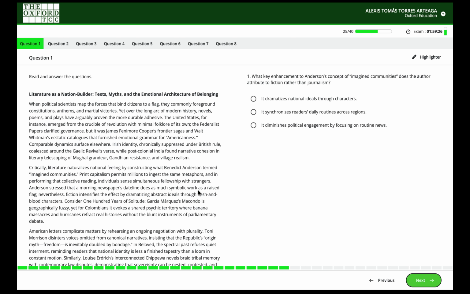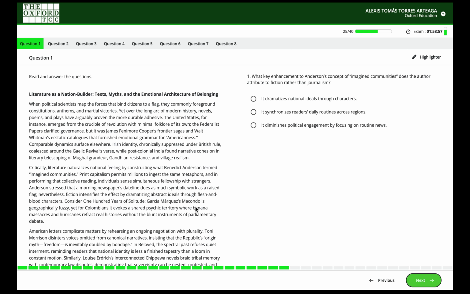Literature as a nation builder: text, myths, and the emotional architecture of belonging. When political scientists map the forces that bind citizens to a flag, they commonly foreground constitutions, anthems, and martial victories. Yet over the long arc of modern history, novels, poems, and plays have arguably proven the more durable adhesive. The United States, for instance, emerged from the crucible of revolution with minimal folklore of its own.